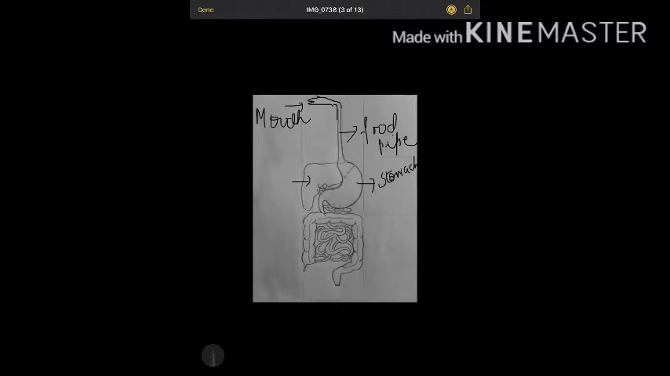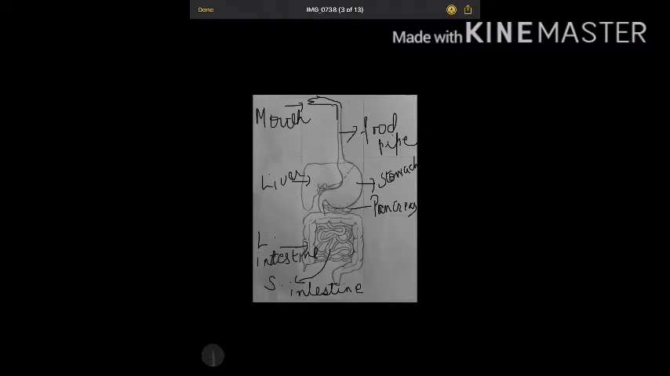Right. This is the liver. The liver and pancreas have a very important role in digestion. They give out juices which help in the digestion of the food. Okay, pancreas. Now this is the small intestine and this one is the large intestine. I'm just writing L intestine, that means large intestine, and this is S, small intestine.